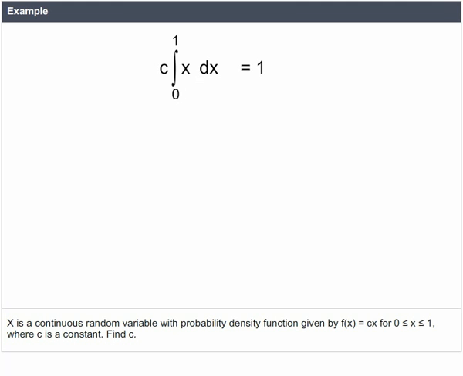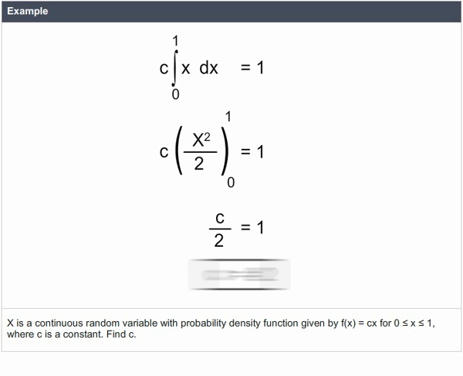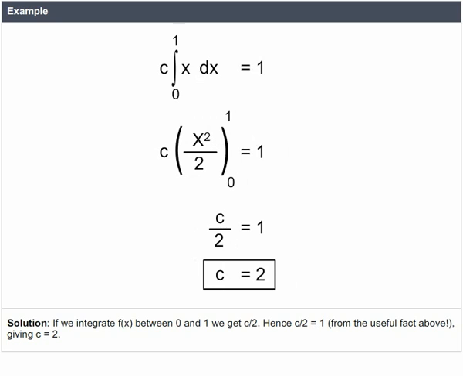Example: X is a continuous random variable with the probability density function given by f of x equal to cx for 0 less than or equal to x less than or equal to 1, where c is a constant. Find c. Solution: if we integrate f of x between 0 and 1, we get c by 2, hence c by 2 equal to 1 from the useful fact above, giving c equal to 2.